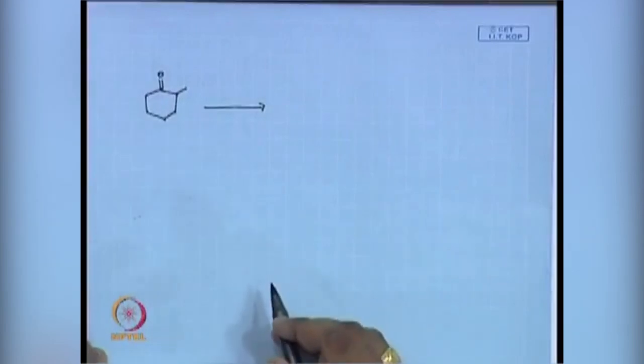So, now we will take a very simple cyclohexanone system, okay. And try to understand the product studies, like if you do it in vapor phase or if you do it in liquid phase, which products will be predominant, okay. So, first for that we have to write the products. So, can you write all the products for this?